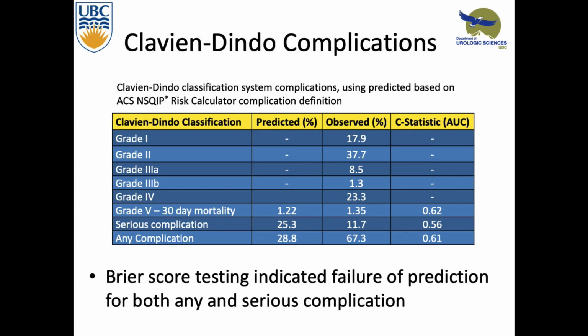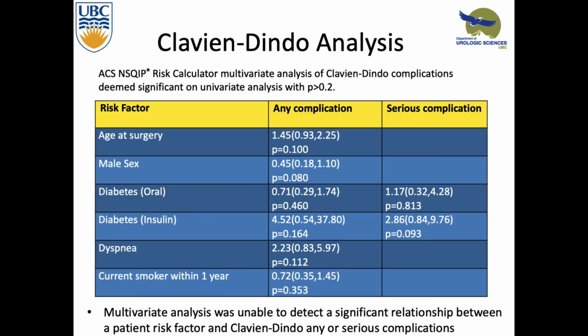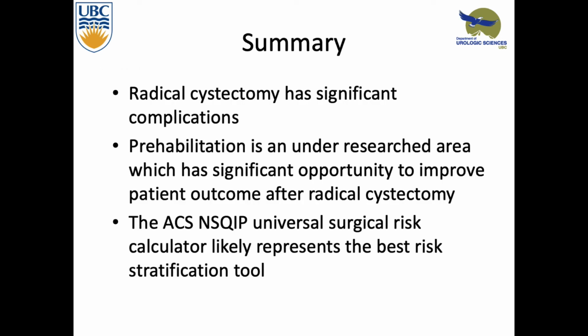But if you actually look at the numbers, of the predicted serious complications, the NSQIP risk calculator only predicts 25% serious complication, but we observed 11%. And that's the difference between Clavien-Dindo and the NSQIP risk calculator. And if you look at any complication, it's only going to predict 28.8%. In our population, it was 67.3% for any complication, including increased length of stay. Looking at multivariate and univariate analysis, none of the patient risk factors were significant for Clavien-Dindo complications, both any and serious complications in our study.